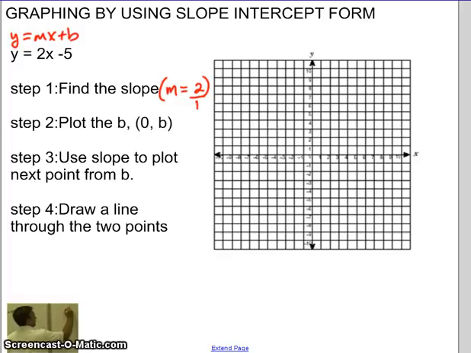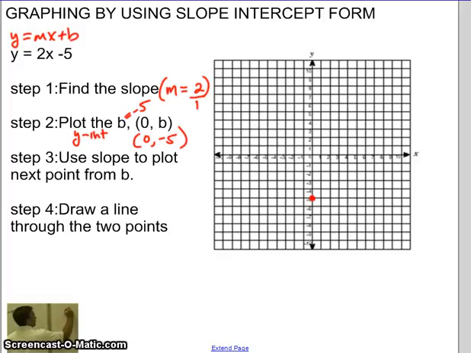The second step is to plot the b. What is our b? What is our y-intercept? The y-intercept is negative 5. B is negative 5, so we're going to plot (0, negative 5). We're going to plot that point.